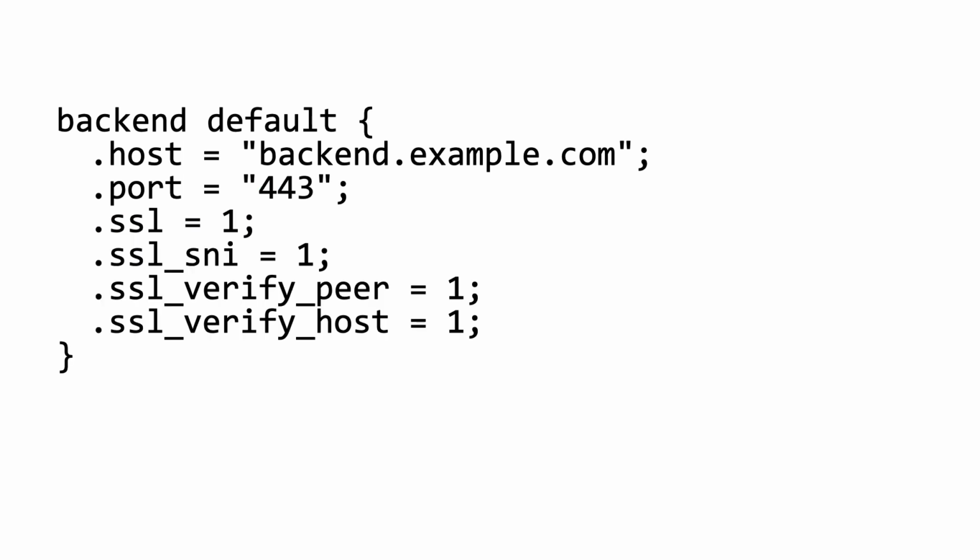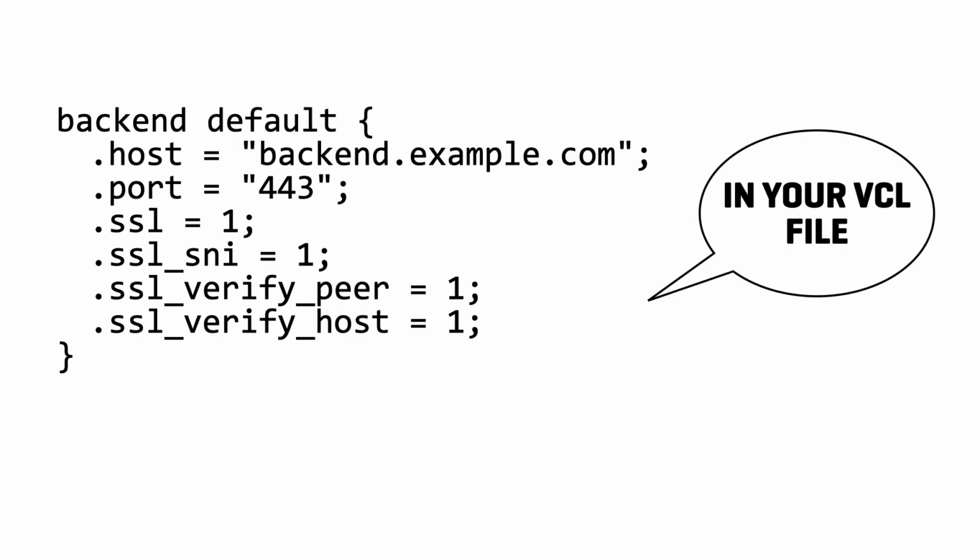But there's more parameters to tune. By default, SNI is enabled and the peer and the host are verified, but you can tweak those parameters. And all of this happens in your VCL file.